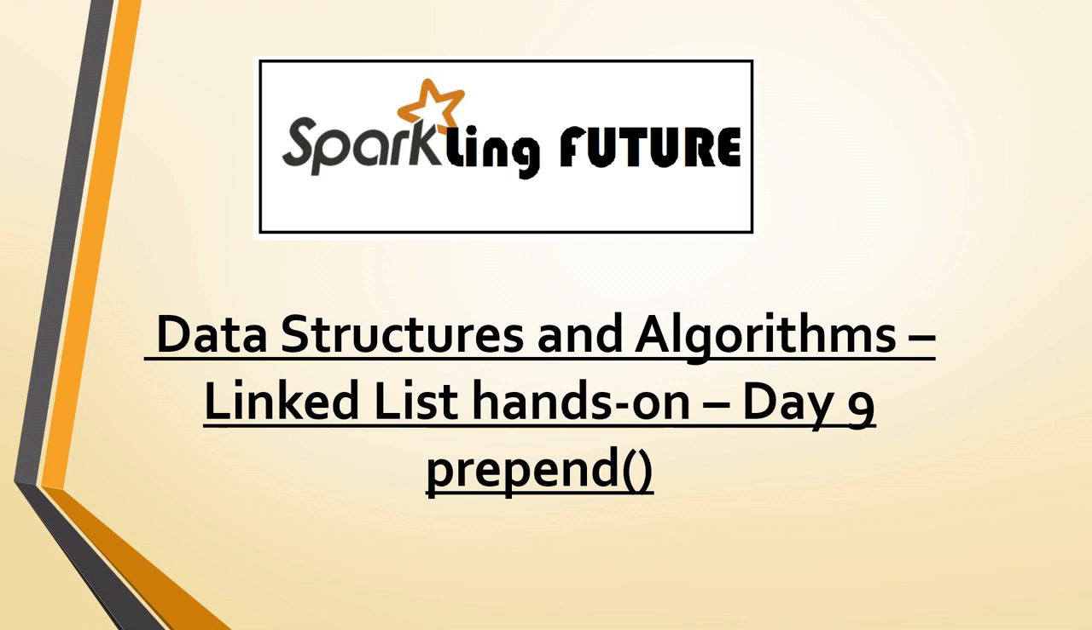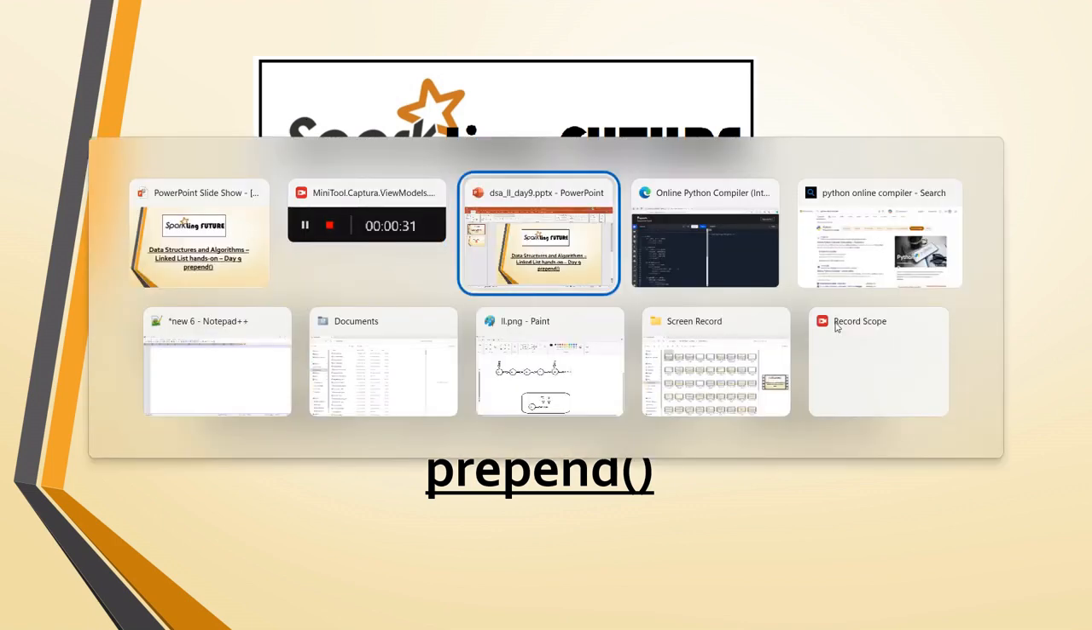Friends, in the series of data structures and algorithm videos, let's learn the prepend method today. What is a prepend method? It means adding a new node at the beginning of a linked list. Okay.